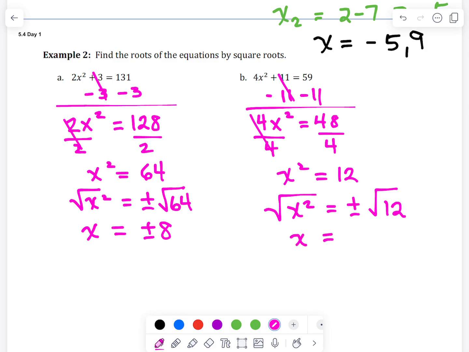And now we can simplify the square root of 12 further. So I'm going to change that 12 into a multiplier of 4 times 3. The square root of 4 is going to be a perfect square. So the square root of 4 times the square root of 3 is the square root of 12. And then this simplifies down to 2. So plus or minus, the square root of 4 is 2, and then the square root of 3.